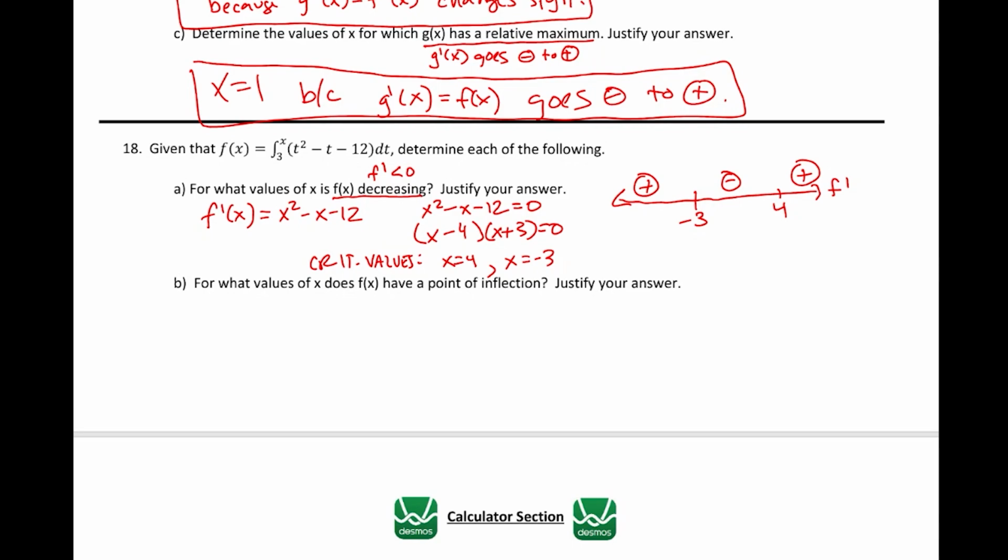or in other words, where f prime is negative, that's on the interval negative 3 to 4. Okay, our justification is because f prime is negative there.